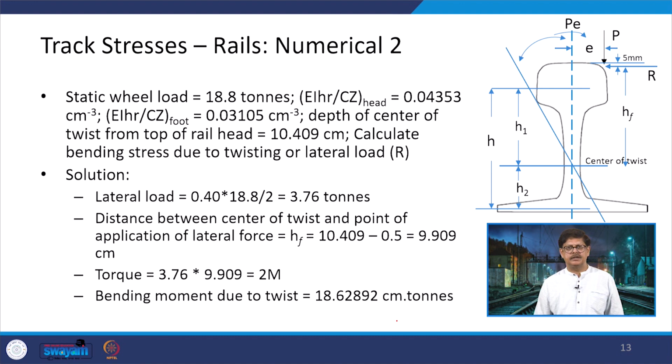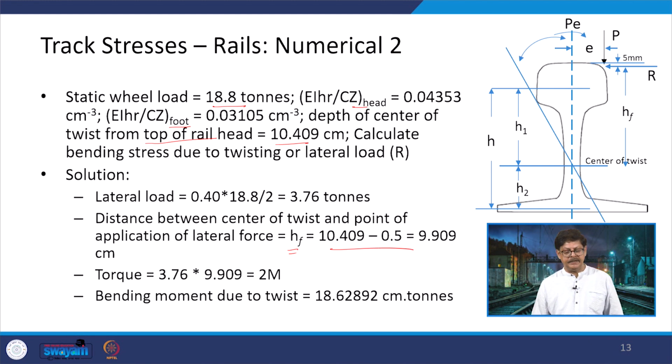So, let us look at one example here. We have a static wheel load of 18.8 tons. The values for EI, HR by CZ for head and foot are already there. Depth of center of twist from the top of rail head, that is 10.409, is being given, but it says it is from the top of the rail head. That means now this HF is 5 mm below that top. So, you have to reduce that. So, HF will come as 9.909 here.